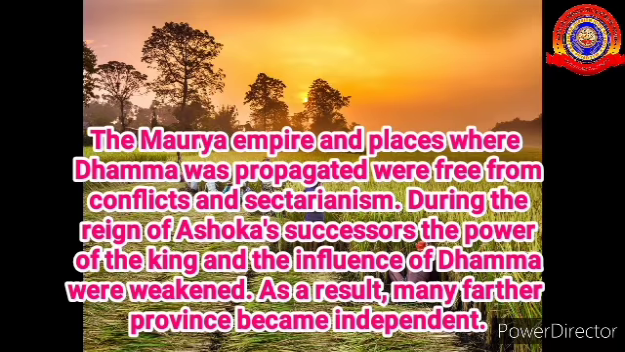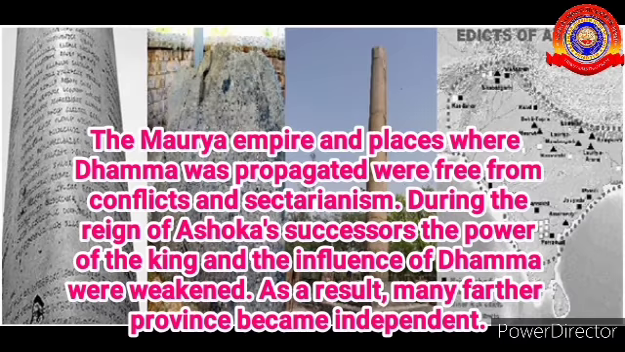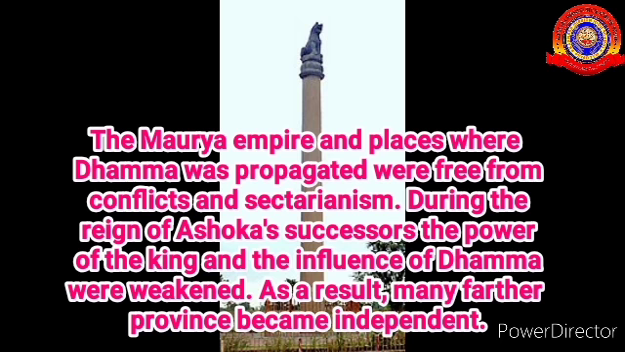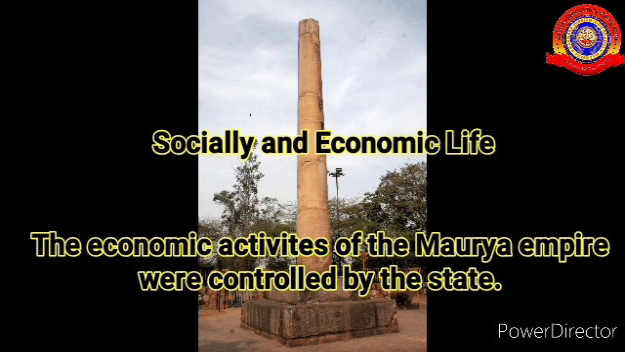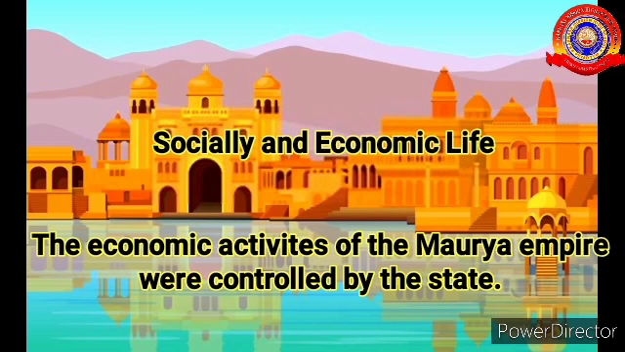The Mauryan Empire and places where Dhamma was propagated were free from conflicts and sectarianism. During the reign of Ashoka's successors, the power of the king and the influence of Dhamma were weakened. As a result, many further provinces became independent. Social and economic life. The economic activities of the Maurya Empire were controlled by the state. Let's see what they are.